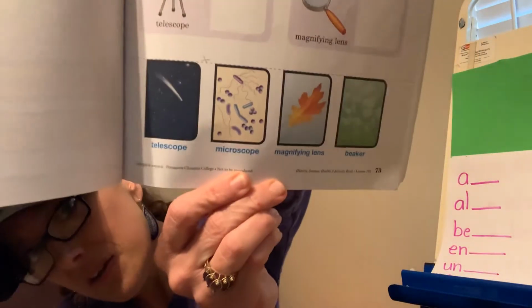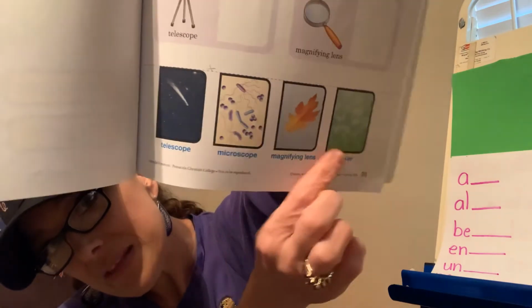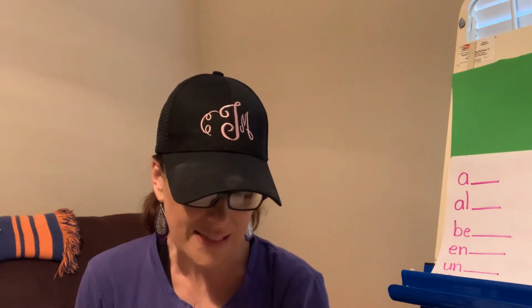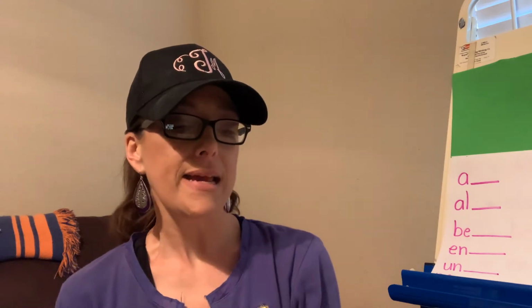Okay, look at the magnifying lens. You can look at a leaf up close and see the beautiful veins on the back of the leaf using your hand lens. And finally, a beaker. A beaker is to hold liquid measures. So you're going to cut and paste and put these pictures where they go, because you're thinking like a scientist does.